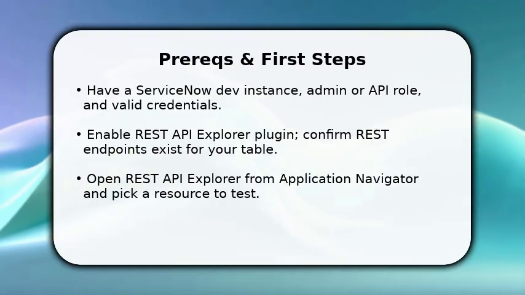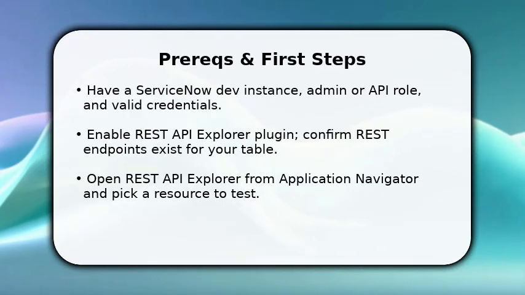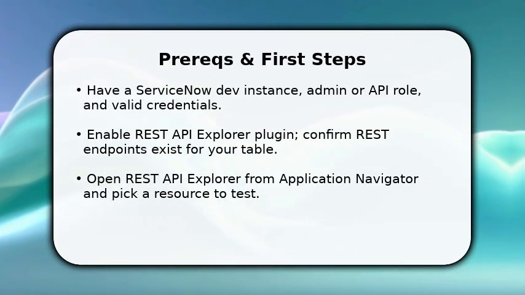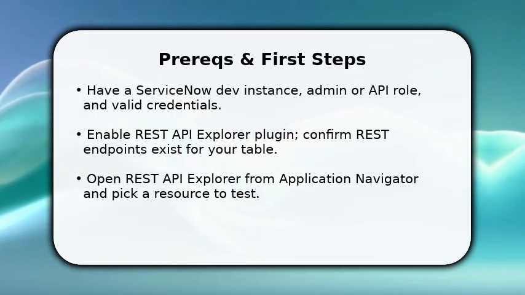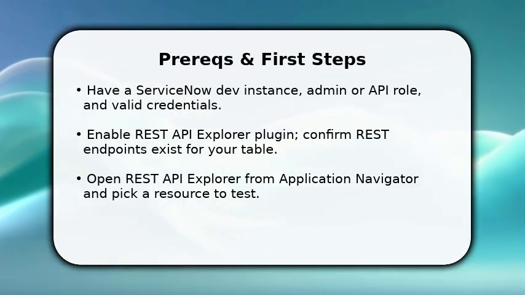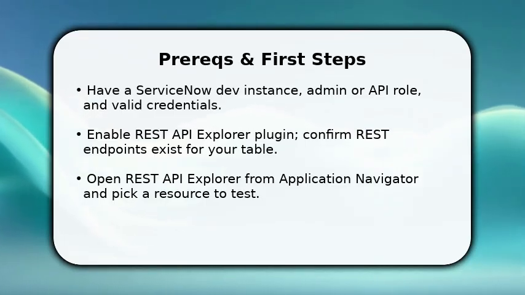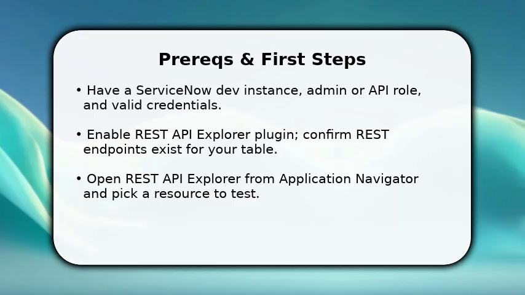You start by confirming the essentials: your ServiceNow dev instance, an account with API or admin rights, and the REST API Explorer plugin enabled. Once those are ready, log in and open the REST API Explorer from the Application Navigator. You need to select the API or table resource you plan to query. This sets the base URL and available methods.